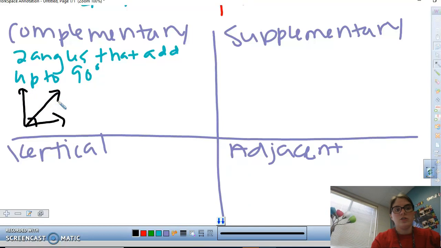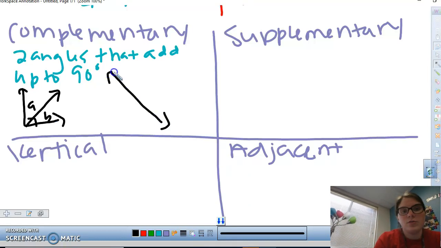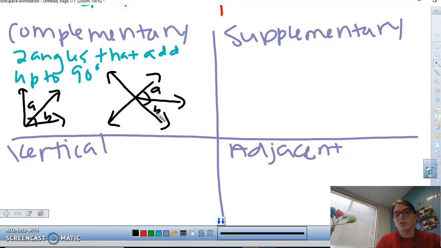If you notice this angle A and this angle B, if I added those two together, A and B, they would give me the 90-degree angle. Another way that might look is a little bit more complicated. If we had two intersecting lines, let's say this is a right angle right here, and we said angle A and angle B, this is still a 90-degree angle. If I added together angle A and angle B, that would be 90 degrees. So angle A and angle B are complementary angles.